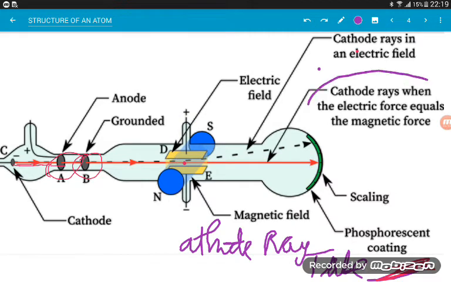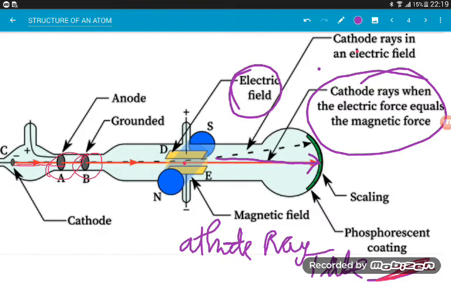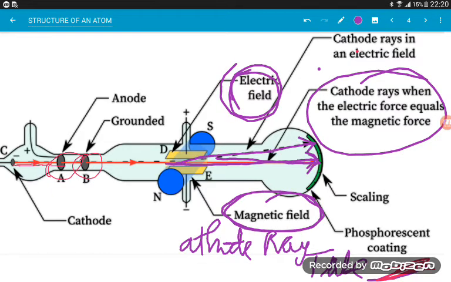And you can see here, cathode rays when the electric force equals the magnetic force. As I have told you previously, this occurs when the electric field present over here is equivalent to the magnetic field. We can see the flow of electrons through a straight line. And when the electric field is greater than the magnetic field, we can see a deviation either over here or over here in the flow of the electrons.